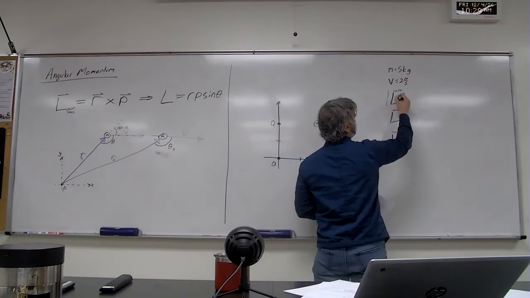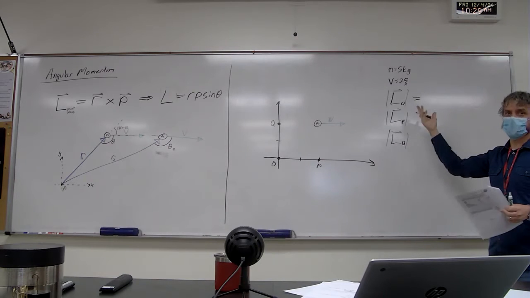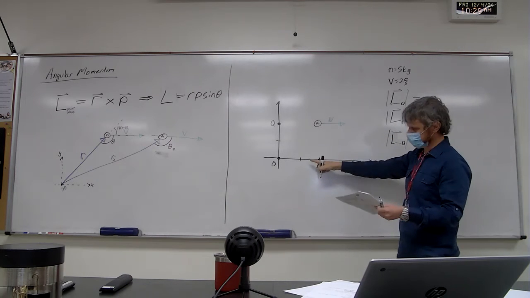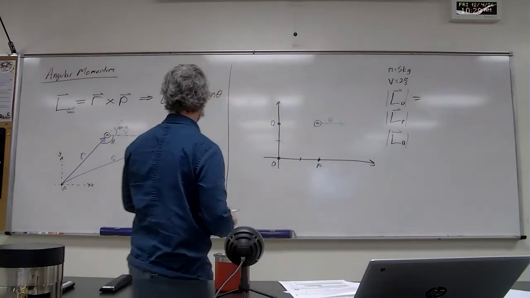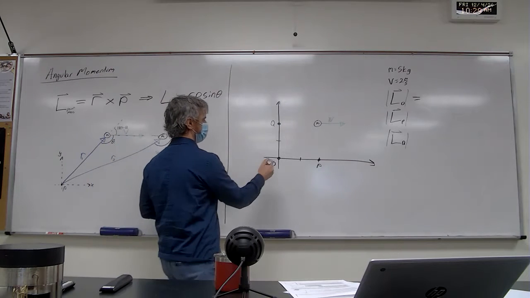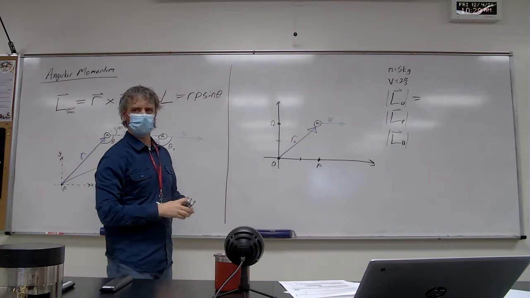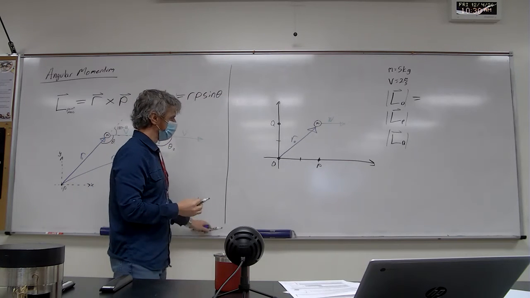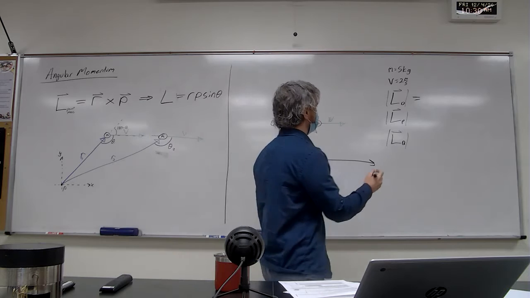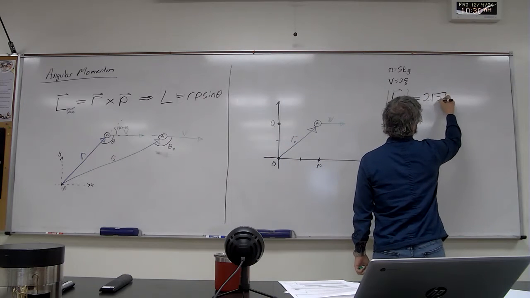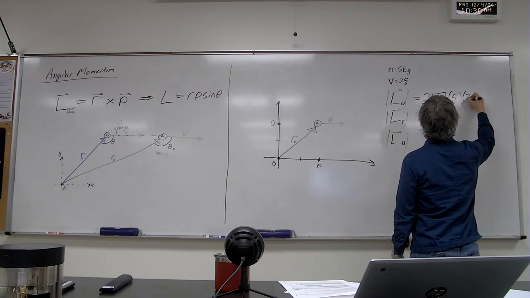So the magnitude of each one will just be the linear momentum, which is mv, times r. If we're doing O first, what's r here for O? It'd be the square root of 2 squared plus 2 squared, the square root of 8, right? 2 square root of 2. So 2 square root of 2, good job, times the mass, which is 5, times the speed, which is 2.